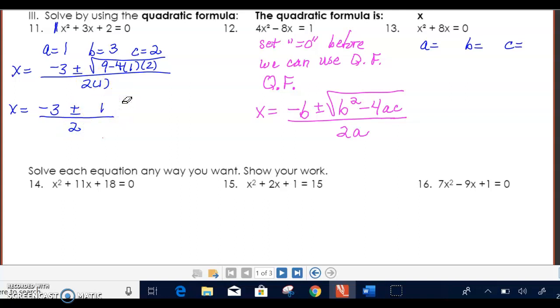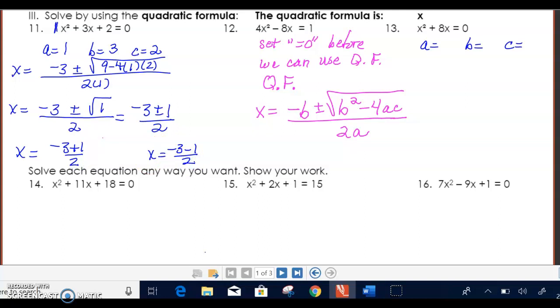Notice what happens with this guy. The radical is going to actually go away. And that's because this problem originally factored. All right, so forget about that for now. Let's just clean this up. The square root of 1 is just the number 1. So what I'm looking at is negative 3 plus or minus 1 all over 2. And if I break those down, I have negative 3 plus 1 over 2 and negative 3 minus 1 over 2.